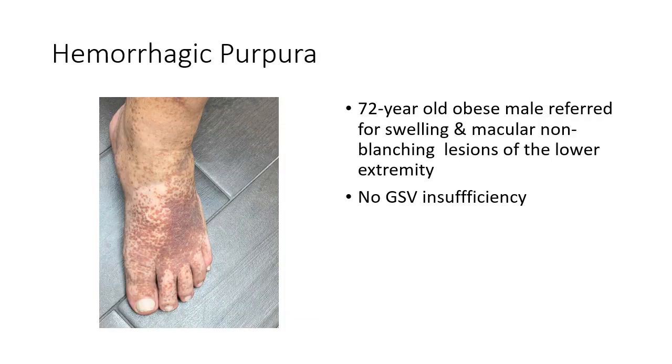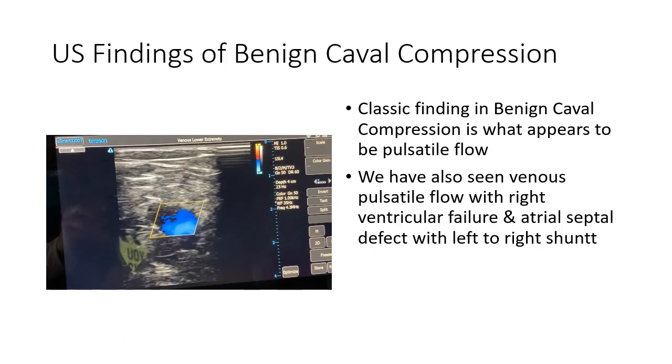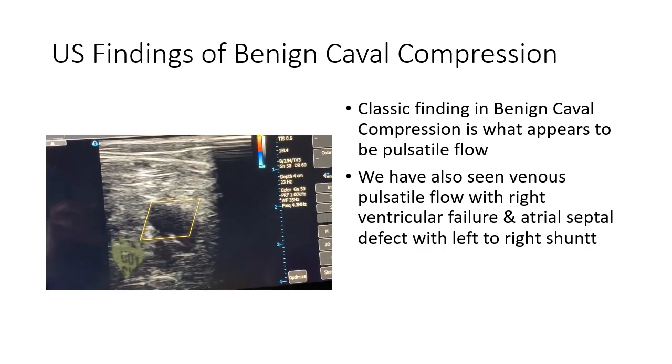Now, this was a 72-year-old, very obese male, referred for swelling and macular non-blanching lesions of the lower extremity. At first, they appeared to be stasis lesions, however, they are not. There was no GSV insufficiency noted on examination. Now you can see the pulsatile flow in the popliteal vein here.